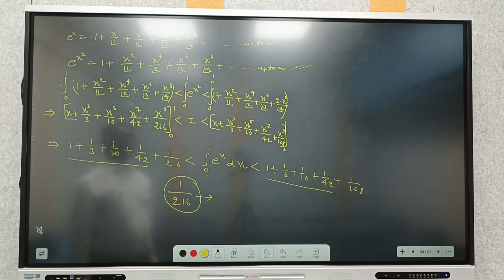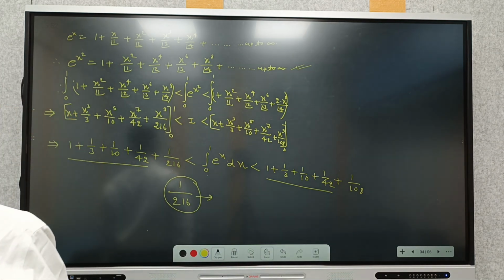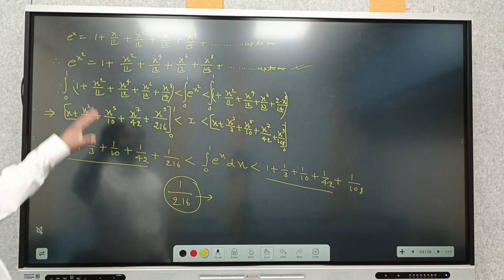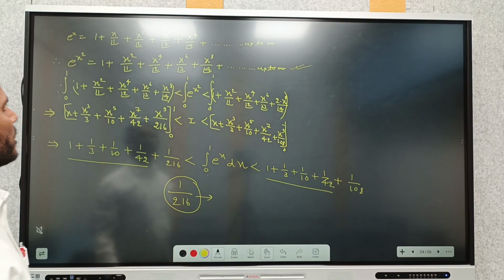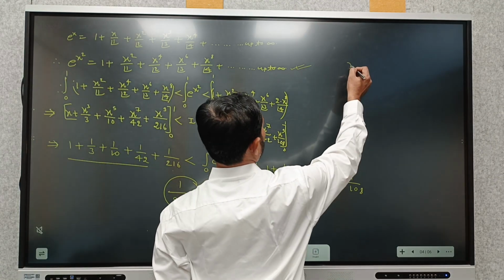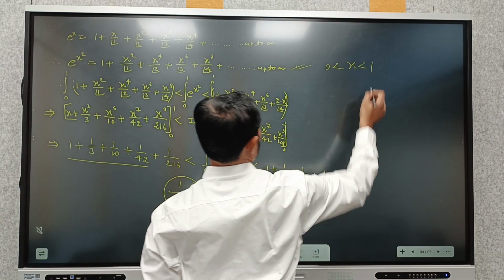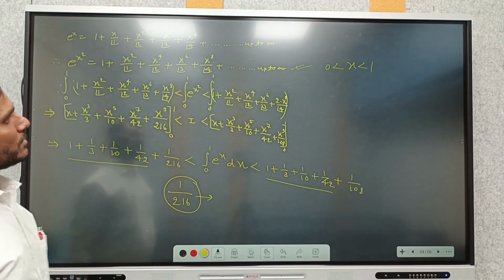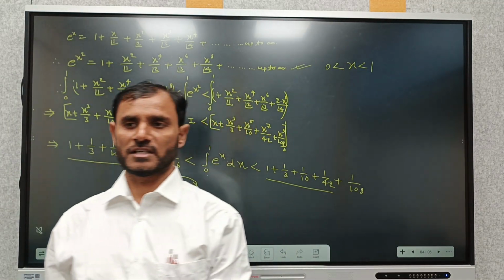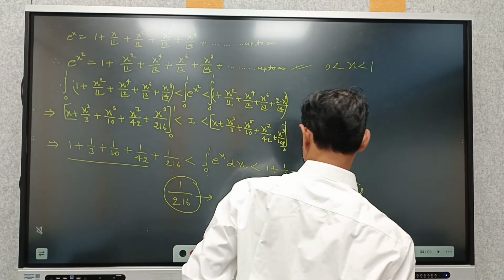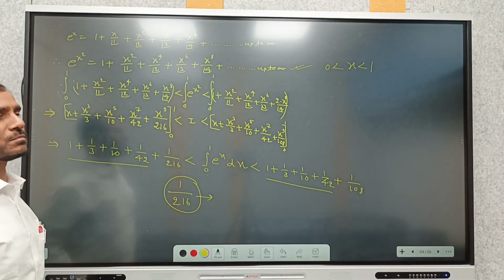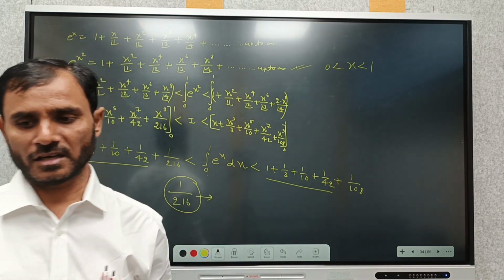Therefore, if we calculate the first few terms of this expansion, it gives the correct value if and only if the value of x is from 0 to 1. Because if we raise the value of x, its value decreases very fast. But if the value of x is more than 1, this expansion does not work.